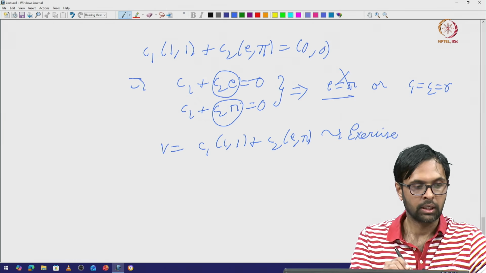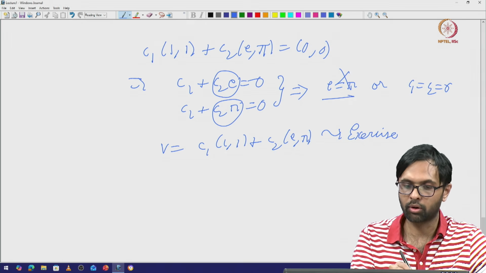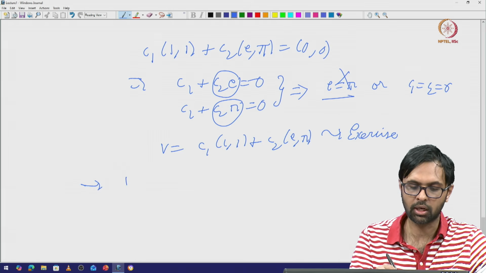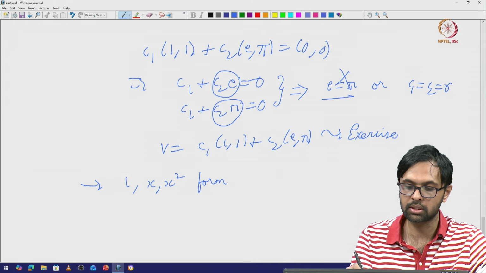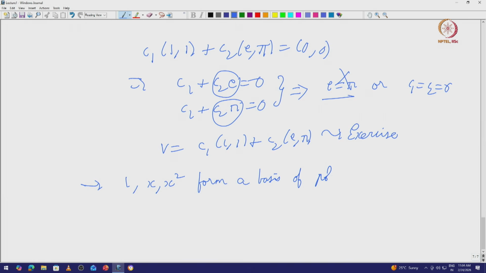All right. So, here is one more example. If I take 1, x and x square, these form a basis for the vector space of, let's say, polynomials of degree at most 2 with, for example, complex coefficients. So, this is a complex vector space and this forms a basis.